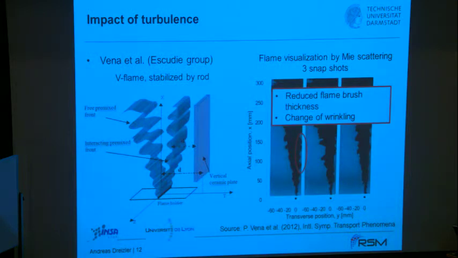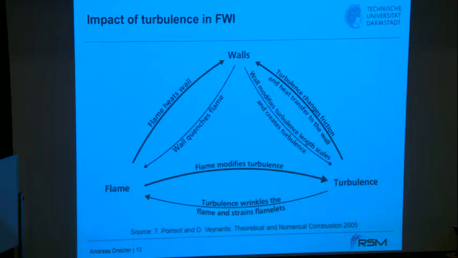And then from that you can deduce you do have an impact on the flame brush. It is reduced and the wrinkling is changed. And that needs to be investigated now in more detail, and people have done that or classified that. This is taken from a textbook by Poinsot and Veynante, where you have an interaction between flame and turbulence, like in those flames we have looked at earlier, where the flame modifies turbulence and the turbulence wrinkles the flame.